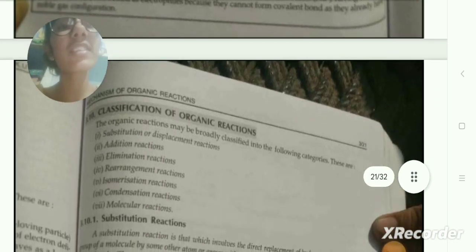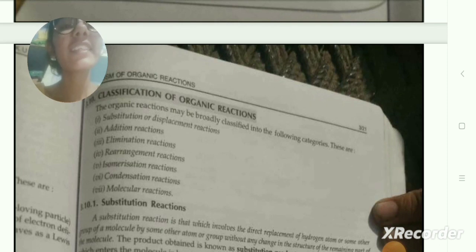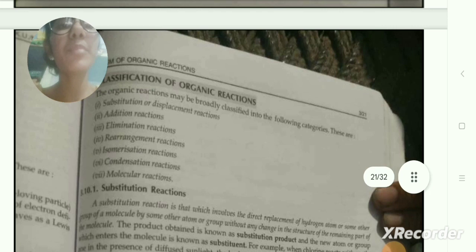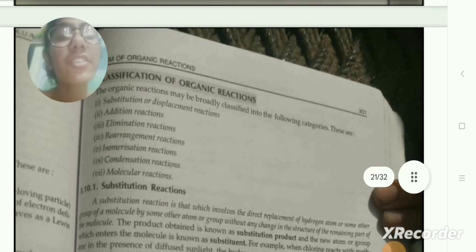The reactions may be broadly classified into the following categories. First are substitution or displacement reactions. Second is addition reaction, elimination reaction, rearrangement reactions, isomerization reaction, condensation reaction, and molecular reactions.